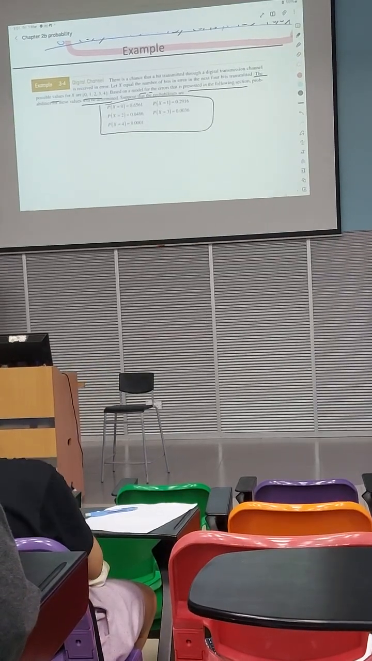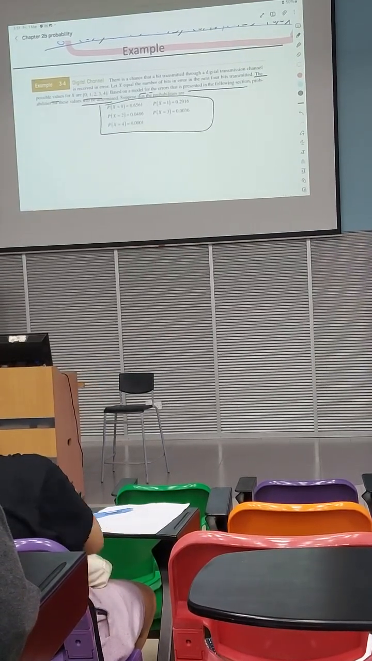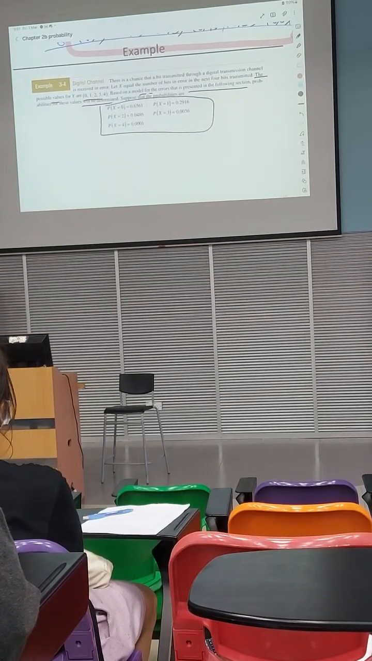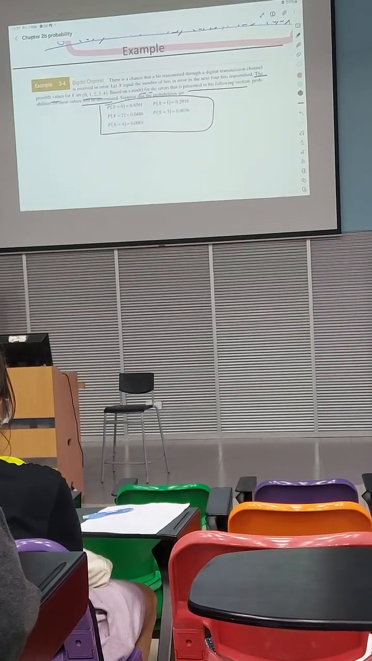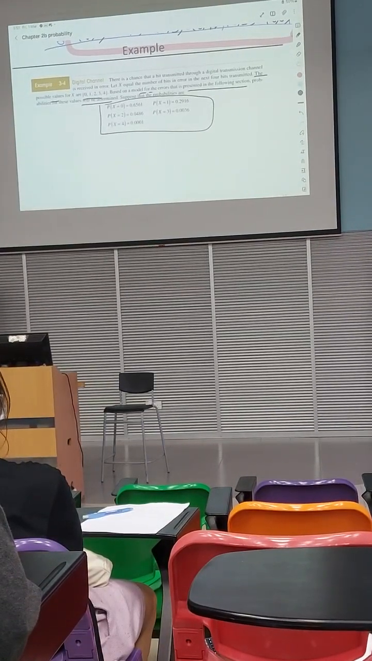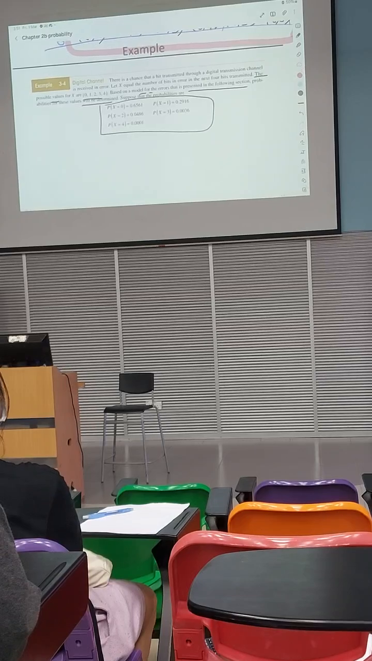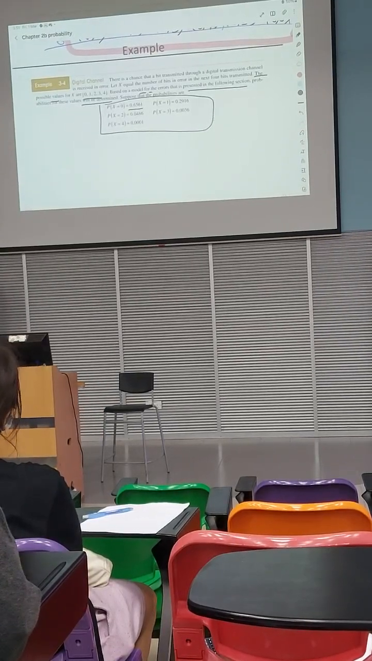The probability x is equal to 0 means what? In this case, we need to count how many possible errors. X equals to 0 means what? There is no error. So the probability is given as such. Then x is equal to 1, 2, 3, 4, and so on.